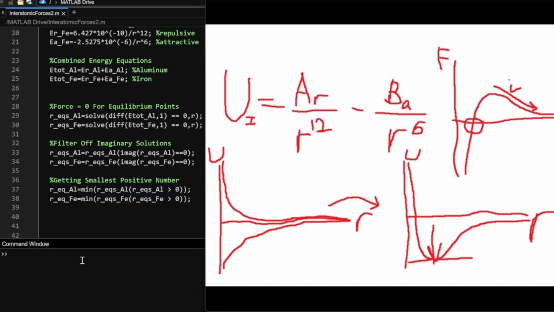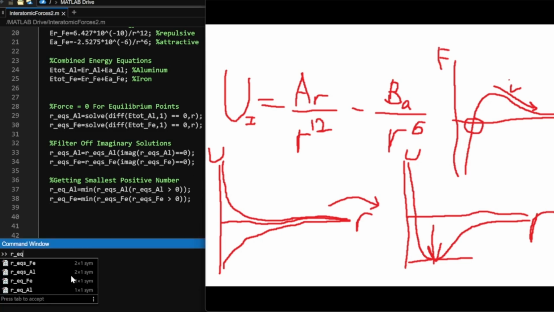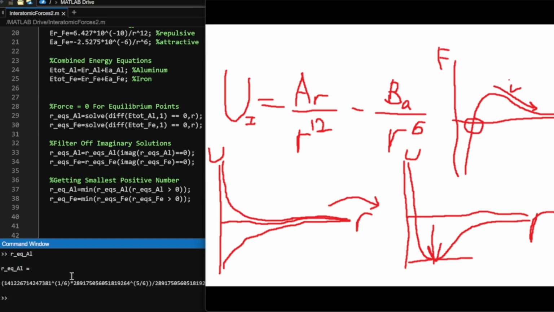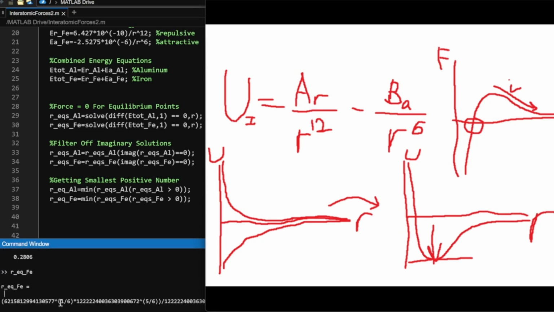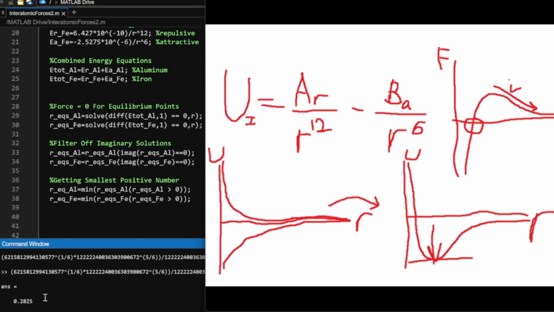And once you do that, I'll run this real quick. This is going to be our long equation for our aluminum equilibrium, and that simplifies down to 0.2806 nanometers. And then if we find our iron, there's that long equation. And if I chuck that one in, then we'll get 0.2825 nanometers. And that would be the interatomic distances between iron and aluminum.